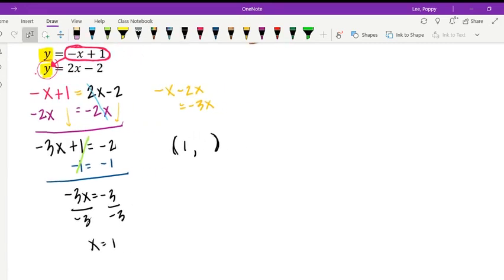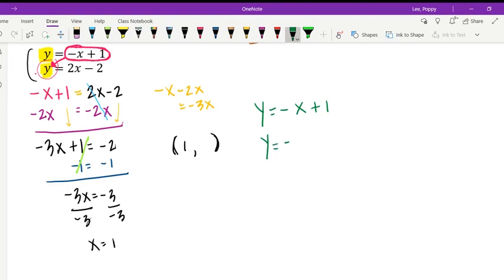Now, I'm going to look at those two equations and I'm thinking, okay, y equals -x plus 1 and y equals 2x minus 2 from the beginning. I'm thinking that that top one is the easier one to use. Y equals -x plus 1. You can absolutely use the bottom one. In fact, I'll show you both.